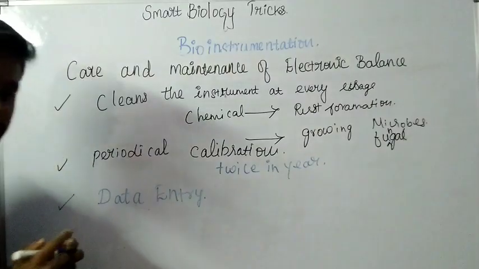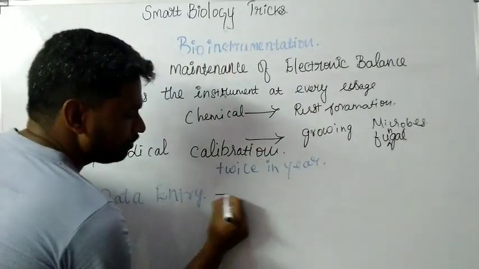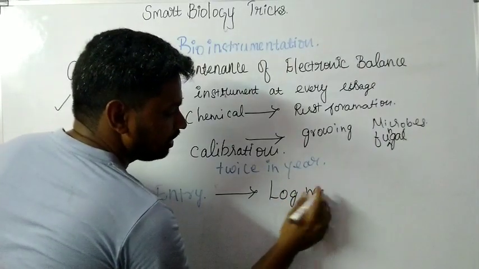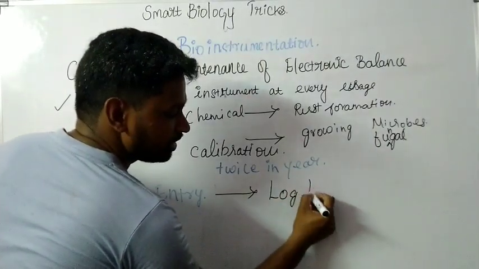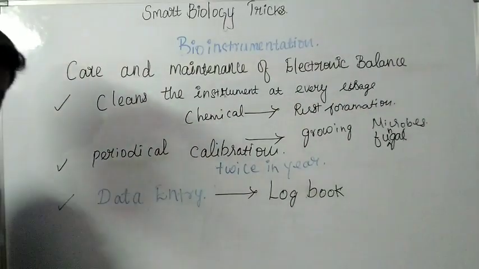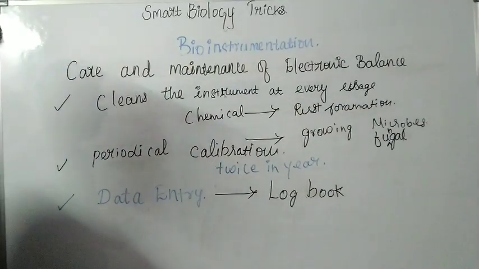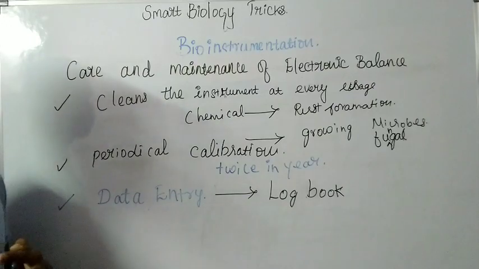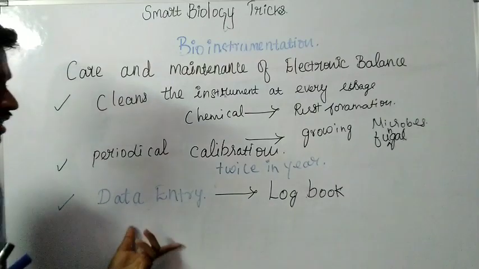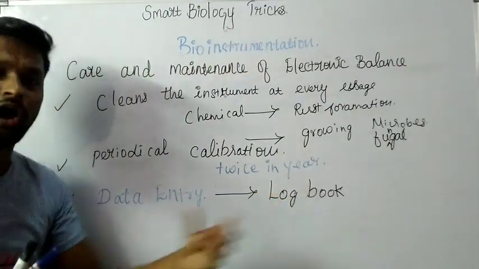And then the final one is data entry. Data entry is nothing but a logbook. Maintaining the logbook is very essential, as we don't know how many times the instrument was used, and at what time the instrument was found to show some mistakes. For that we use a data book, or data entry, or logbook.